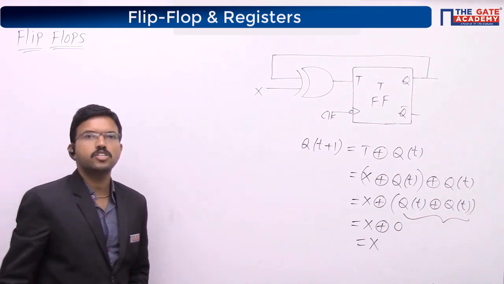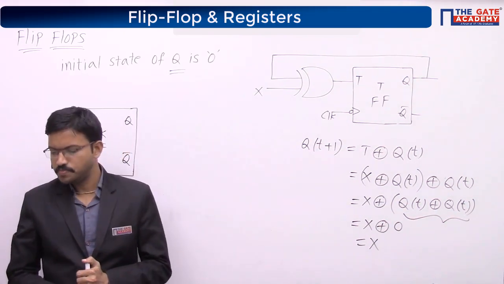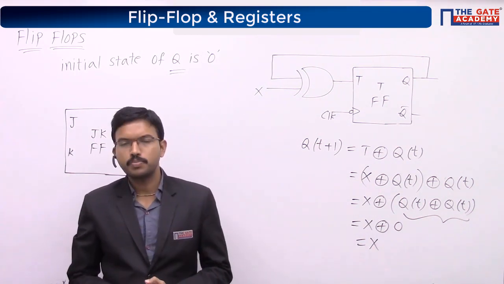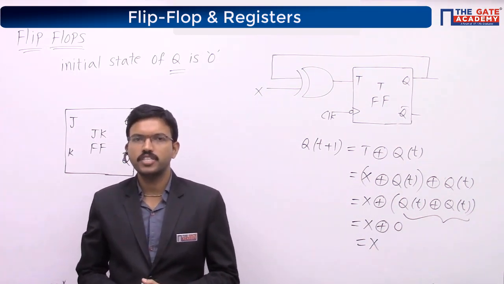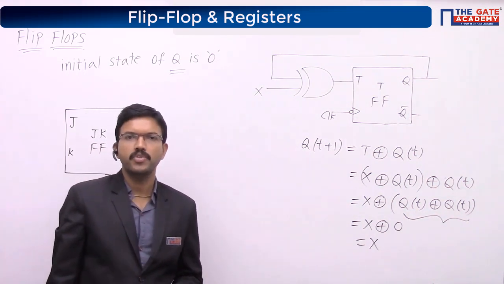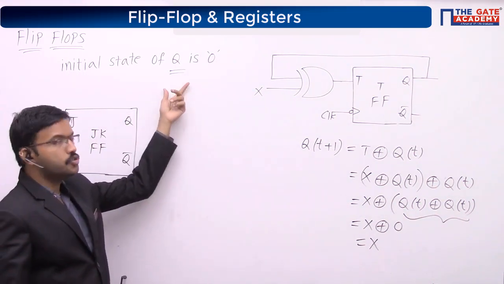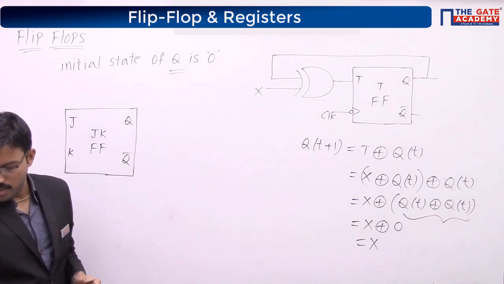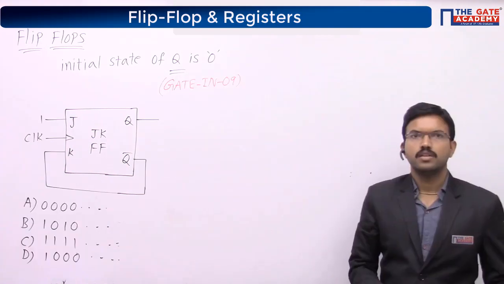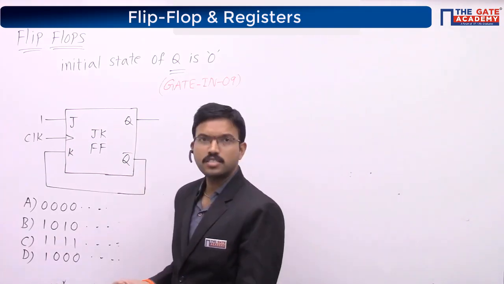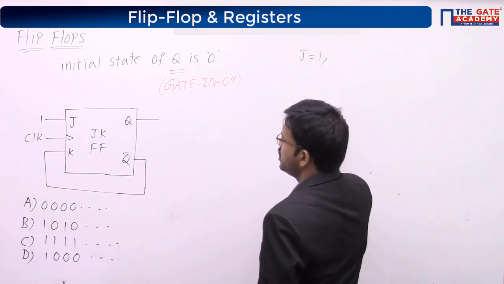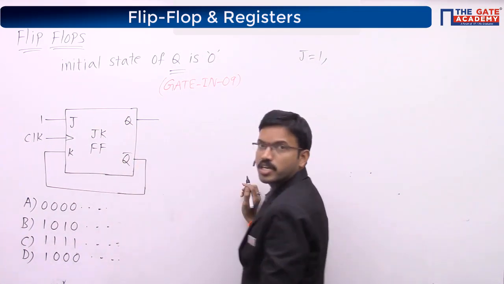Okay. Next question, in the figure shown below, the initial state of Q is 0. The output is observed after the application of each clock pulse. The output sequence at Q is dash. Draw the circuit diagram. He has given a JK flip-flop. Here he has given the circuit diagram like this, a JK flip-flop. Here J equal to 1, K equal to Q bar.